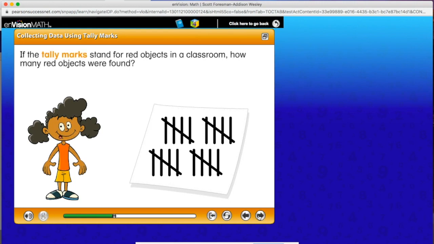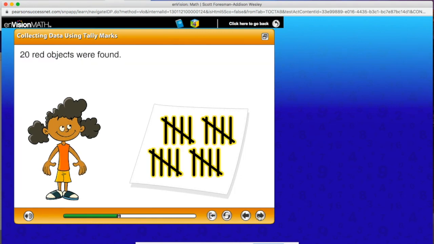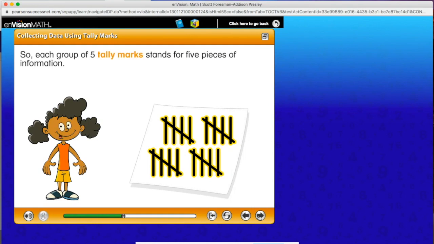If the tally marks stand for red objects in a classroom, how many red objects were found? Again, how many tally marks are here in all? 20 red objects were found. So, each group of 5 tally marks stands for 5 pieces of information.